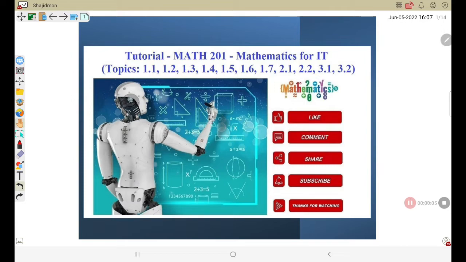Today we are doing one tutorial from topic 1.1 up to 3.2 from the course Mathematics for IT. This will help you prepare for your exam, especially the midterm examination. This topic included 1.1 up to 3.2, with some previous question paper related questions.